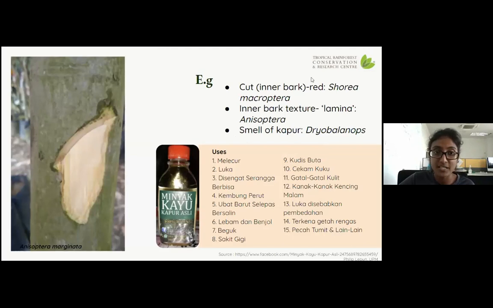Some very specific examples are, for Shorea macroptera, if you cut the outer bark and you look at the inner bark, the color will be reddish. And for the genus Anisoptera, if you cut the outer bark and you start to touch the inner bark, the texture is a bit layered, so it's not smooth, like a staircase, and we call this lamina. For the genus Dryobalanops, the kapur trees, it's very distinct for its kapur smell. When you crush the leaves, you can immediately smell the kapur smell, and in Malaysia, it's quite known that we use this as the minyak kayu kapur for different uses.